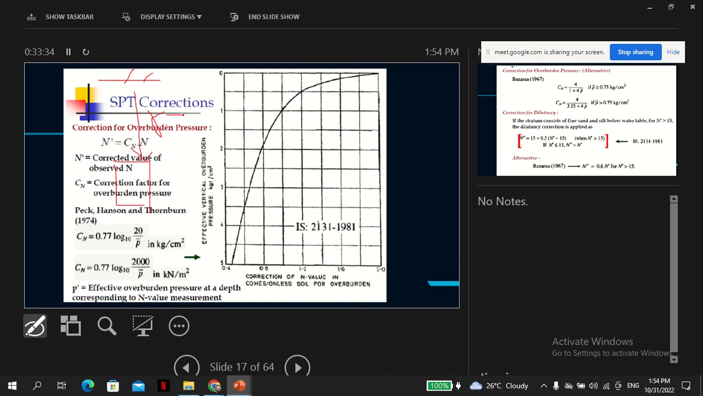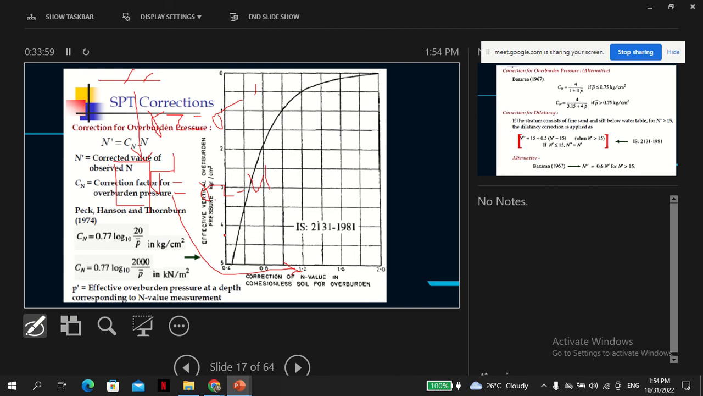So if this is gamma times z, this is sigma. Of course, it's better if you know the pore water pressure. Then the effective stress is gamma times z minus the pore water pressure, and this is what you use here to read the correction factor.